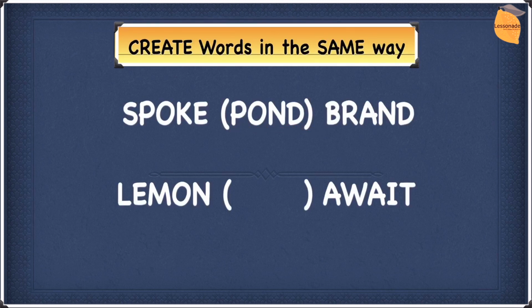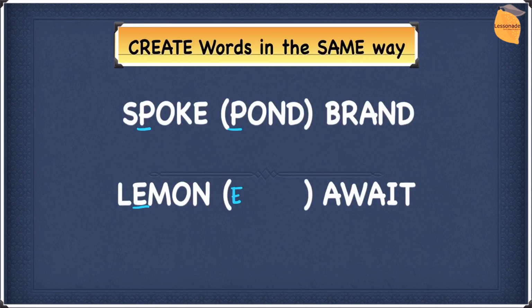Let's take the first letter of pond, which is obviously P. We are going to see where this P is in terms of spoke and brand. So obviously the P is in spoke right here. We are going to look at the letter that's directly underneath the P. In this case, the letter that's directly underneath the P is obviously E. That means E is going to be our first letter for our answer.